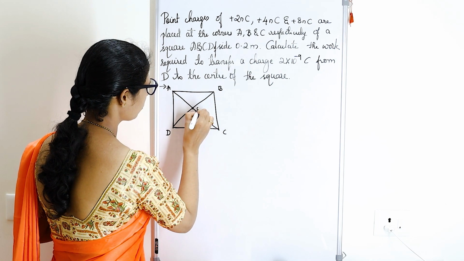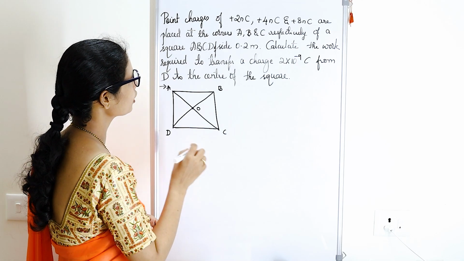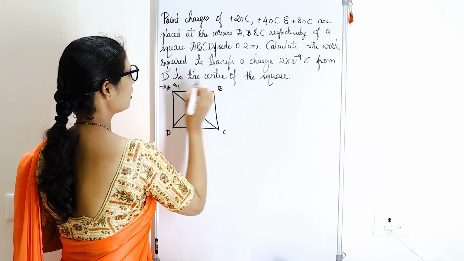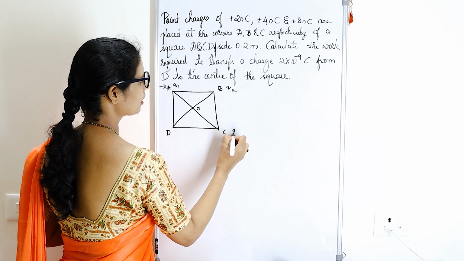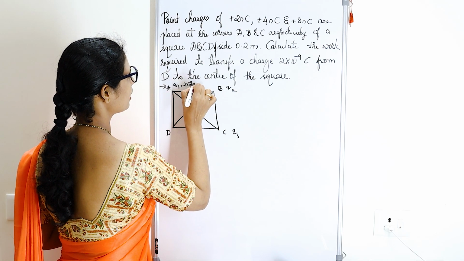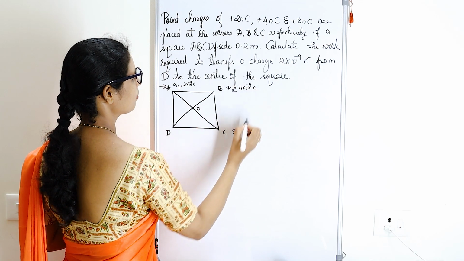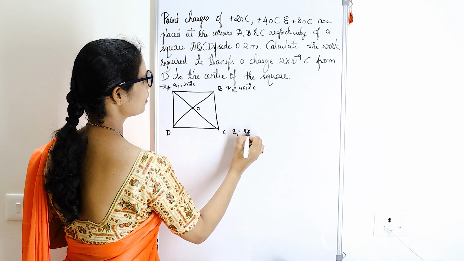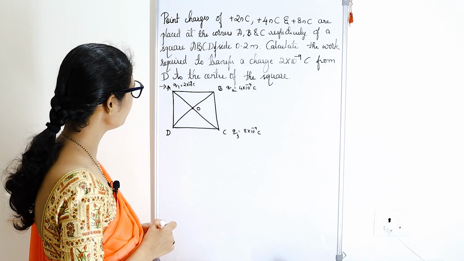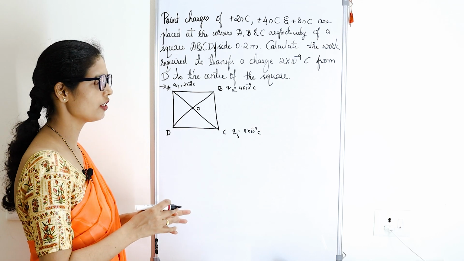So this is the center O. There are charges Q1, Q2, Q3 placed at A, B, C. Here is Q1, here is Q2 and here is Q3. Q1 value is 2 into 10 to the power of minus 9 coulomb, Q2 value is 4 into 10 to the power of minus 9 coulomb, and Q3 value is 8 into 10 to the power of minus 9 coulomb. You need to find out the work required to transfer a charge.